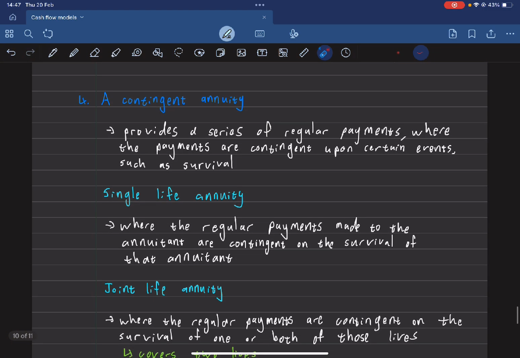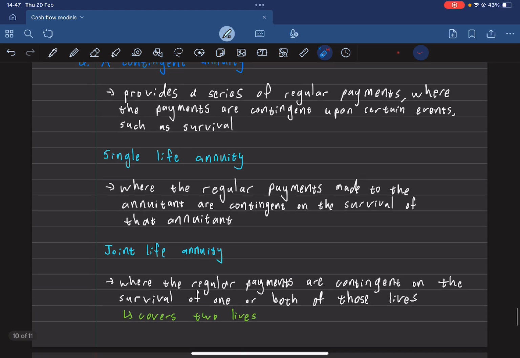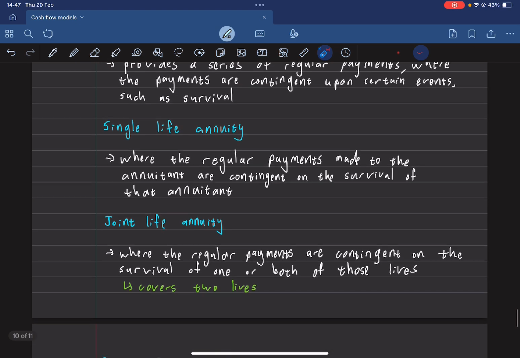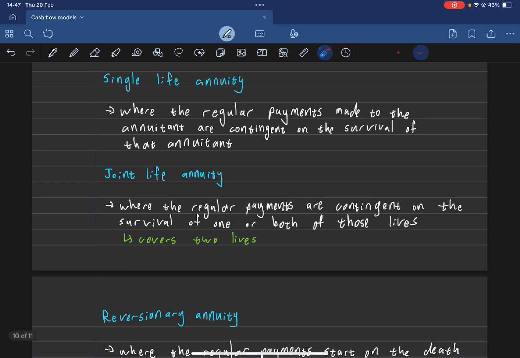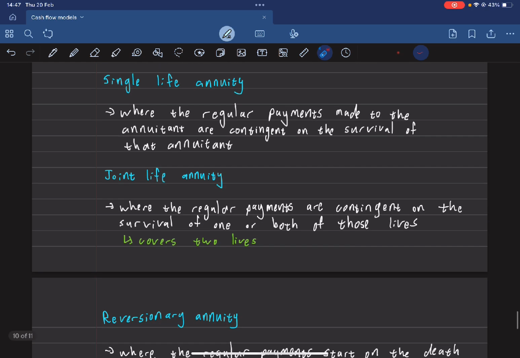So now we're going to talk about a contingent annuity. So a contingent annuity provides a series of regular payments where the payments are contingent upon certain events, such as survival. So there's a few options. Here's a few examples. So one example is a single life annuity. So this is where the regular payments made to the annuitant are contingent on the survival of that annuitant. So an example of this could be a pension. So maybe each month you get 30,000 Rand, but if you die, then the payments stop. So that would be an example of a single life annuity.